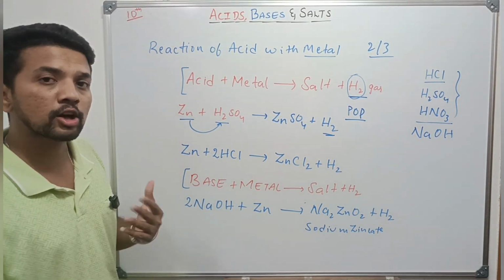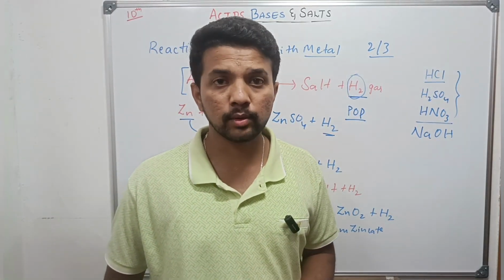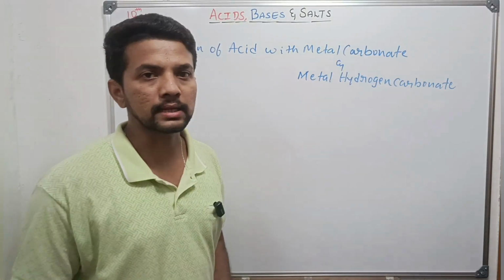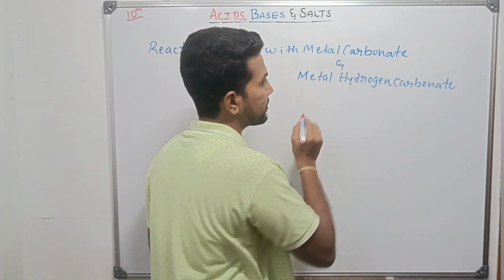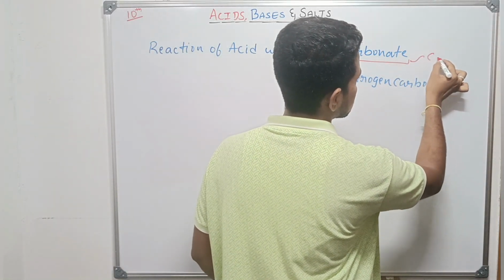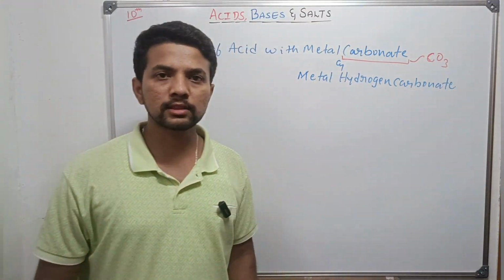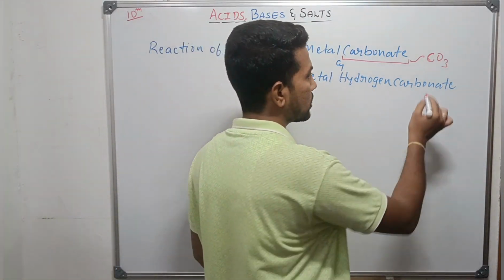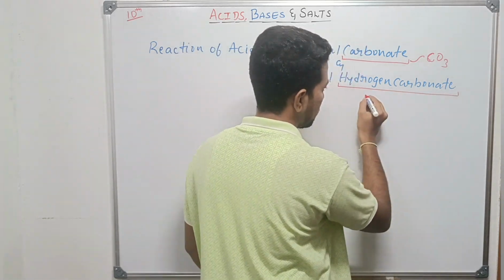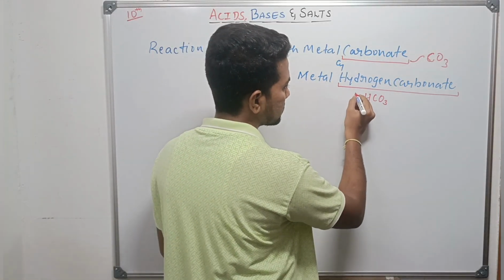ಓಕೆನಾ? ಸೊ ದ ನೆಕ್ಸ್ಟ್ ಕಾನ್ಸೆಪ್ಟ್ ಈಸ್ ರಿಯಾಕ್ಷನ್ ಬಿಟ್ವೀನ್ ಆಸಿಡ್ ವಿತ್ ಮೆಟಲ್ ಕಾರ್ಬೋನೇಟ್ ಅಂಡ್ ಮೆಟಲ್ ಹೈಡ್ರೋಜನ್ ಕಾರ್ಬೋನೇಟ್. ಇಲ್ಲಿ ನಿಮಗೆ ಒಂದು ನೆನಪಿರಲಿ, ವೆನೆವರ್ ದ ಕೆಮಿಕಲ್ ಫಾರ್ಮುಲಾ ಕಂಟೈನ್ ಕಾರ್ಬೋನೇಟ್ ಮೀನ್ಸ್ CO3. ಸೊ ಯಾವುದೇ ಒಂದು ಕೆಮಿಕಲ್ ಫಾರ್ಮುಲಾದಲ್ಲಿ ಕಾರ್ಬೋನೇಟ್ ಅನ್ನೋ ವರ್ಡ್ ಇತ್ತು ಅಂದ್ರೆ ದಟ್ ಕಂಟೈನ್ ದ ಕೆಮಿಕಲ್ ಫಾರ್ಮುಲಾ CO3. ಸೊ ದ ಸೆಕೆಂಡ್ ಒನ್ ಇಸ್ ಹೈಡ್ರೋಜನ್ ಕಾರ್ಬೋನೇಟ್ HCO3.